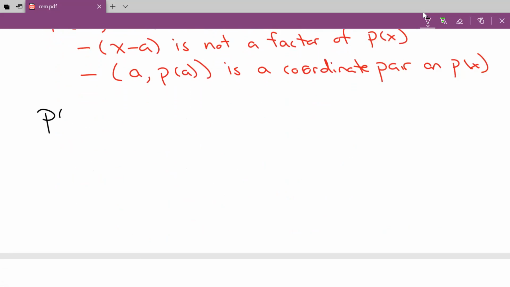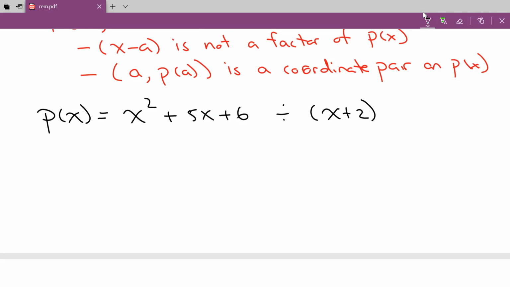Pick a polynomial. P at x is equal to, let's just keep it easy, x squared plus 5x plus 6. So a nice quadratic from grade 11. I say we're going to divide this polynomial by x plus 2. Now, we could do long division, we could do synthetic division, but I'm going to instead use the remainder theorem.